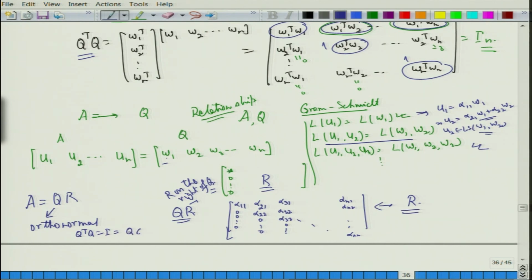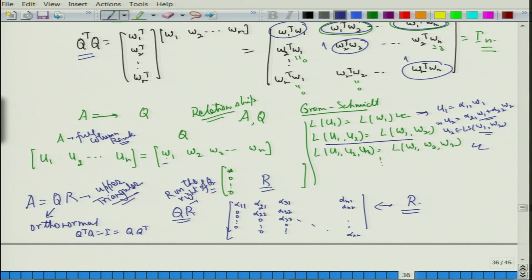is the same as QQ transpose in this special case because A is invertible, or A has full column rank. I didn't say anything about M, I am talking only about N, full column rank. And R, look at R, is upper triangular. Fine. This is one thing.